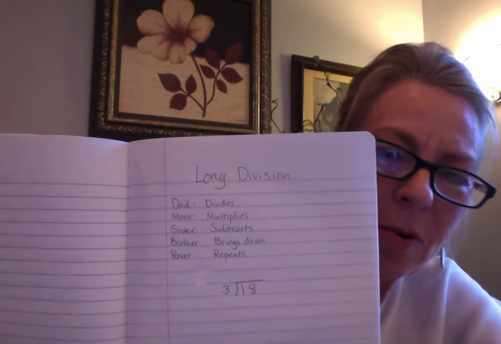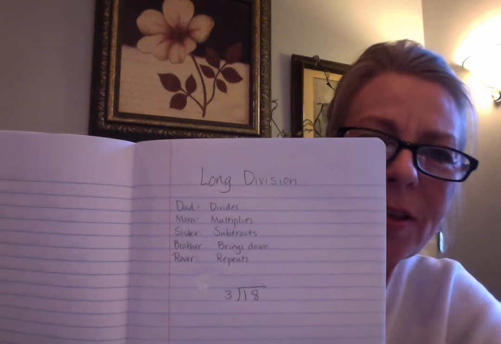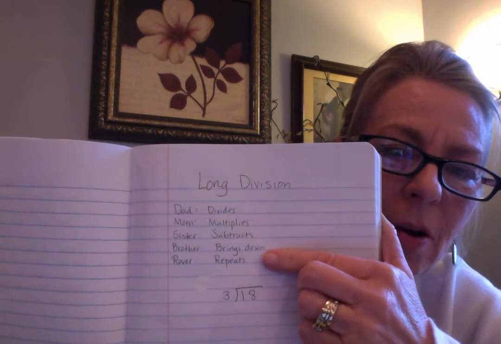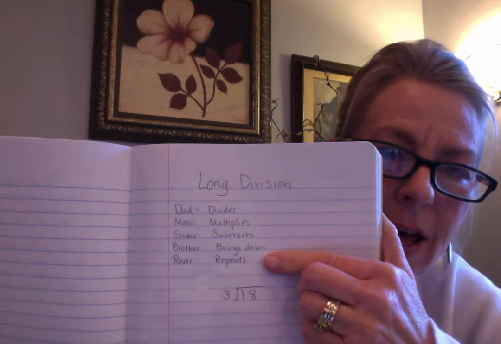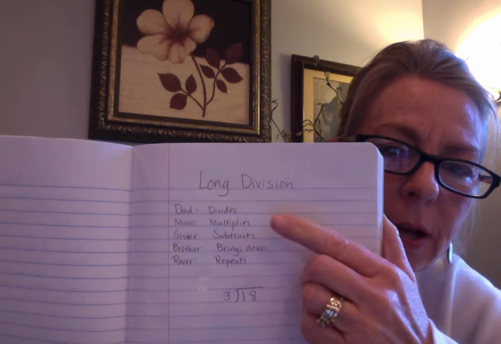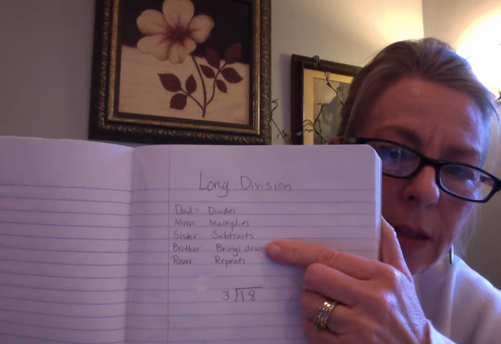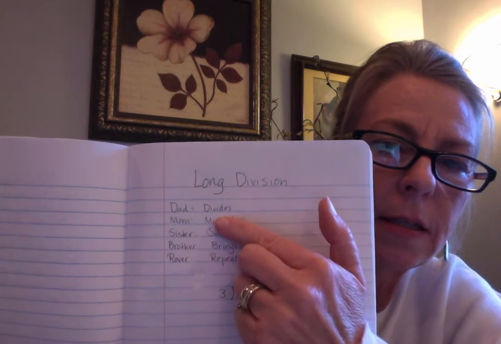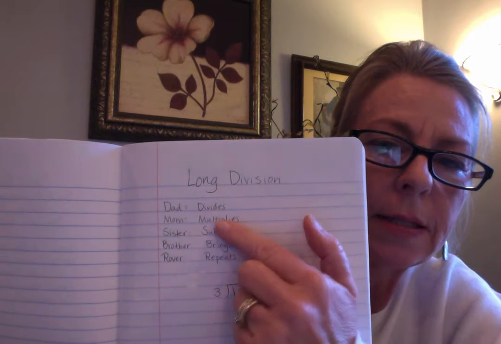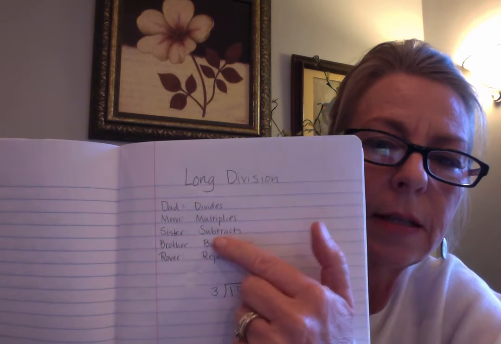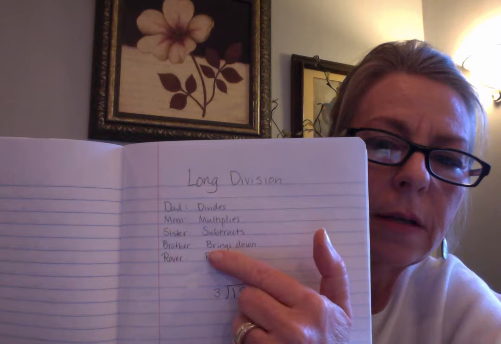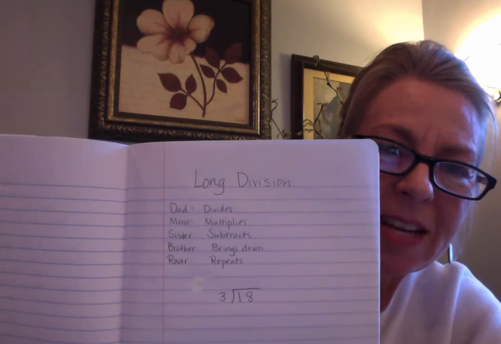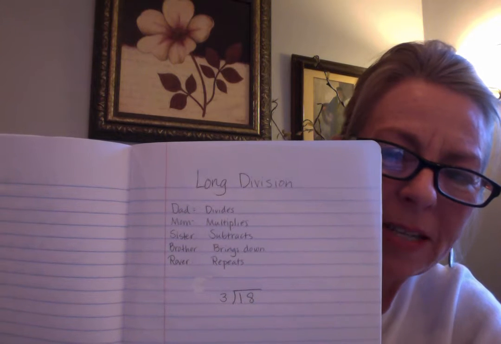So don't worry if you're like, what in the world am I going to do with all these steps? I'm going to show you. But I want this in your journal so that you can always remember the steps. And as we're working on our math problems, you can go back to look at the steps and check that you've done them all. So this is what I want you to write. Dad divides. Mom multiplies. Sister subtracts. Brother brings down. Rover repeats. Okay, if you don't have that down, go ahead and pause it and get that all written down.